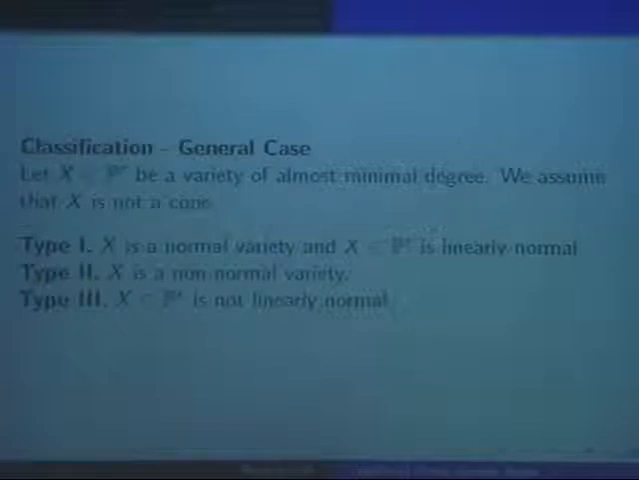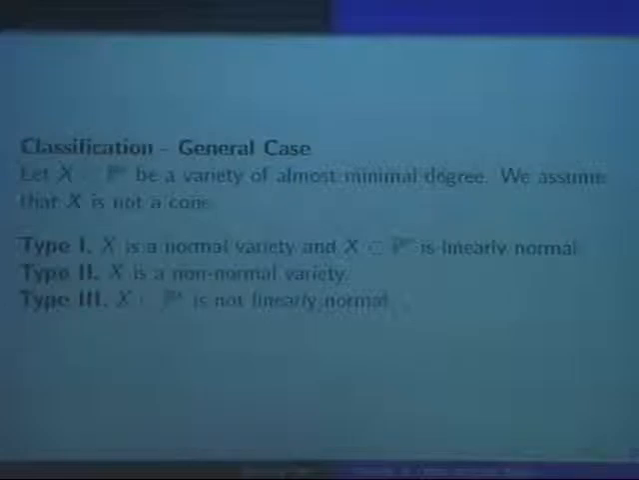From now on, we assume that the variety X is not a cone. Then the first type is X is a normal variety and the embedding is linearly normal. The second type, X is not normal. And the third type, X is not linearly normal.